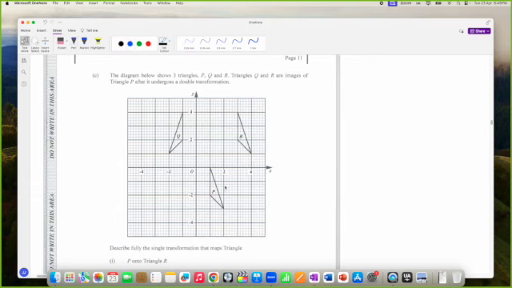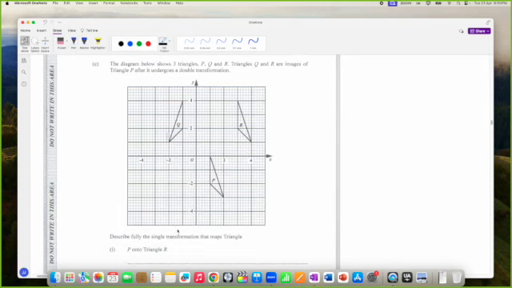So I could see here that this basically just slid up there. So that is a translation, right? It just slid up. And then I could see here, this is a reflection in this line. This is a reflection of this. So let me see if that has anything to do with it.